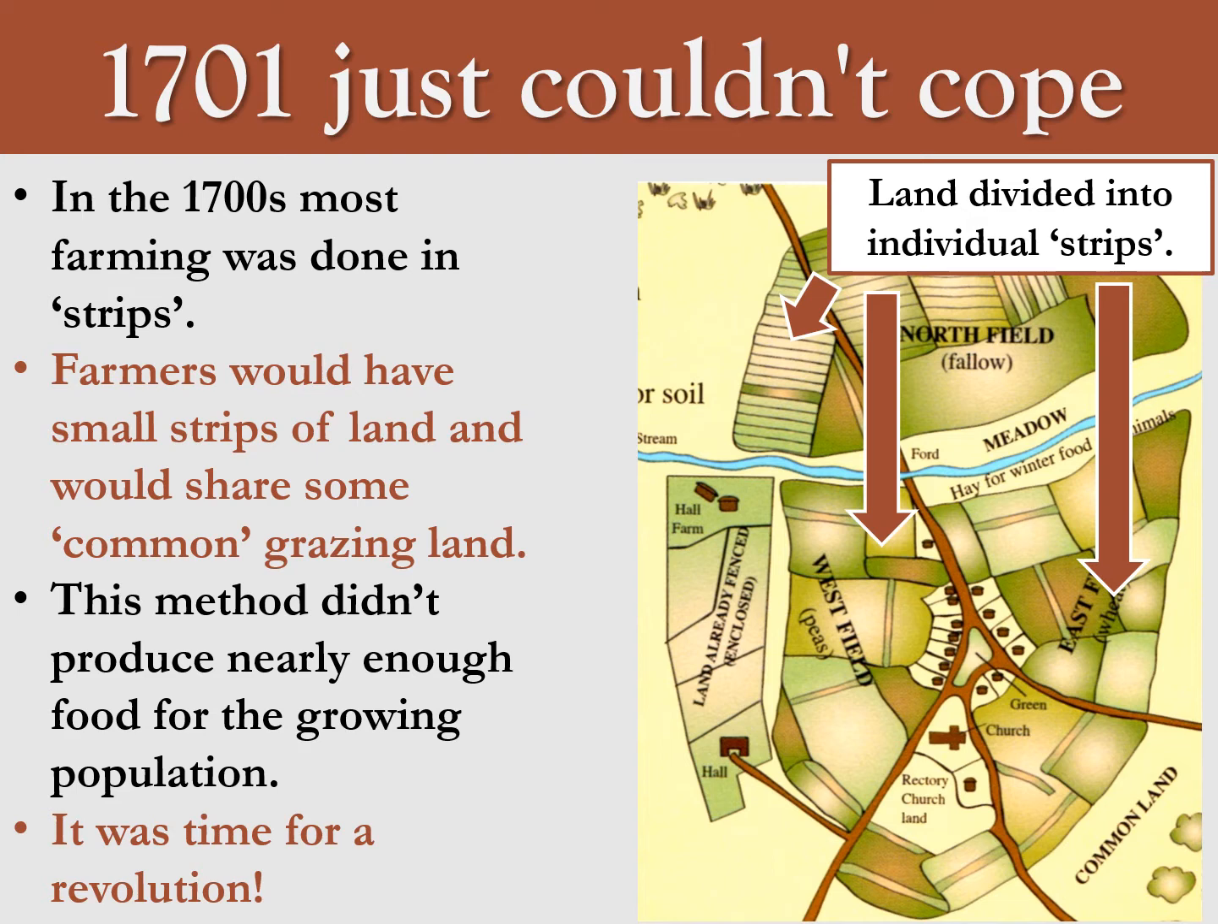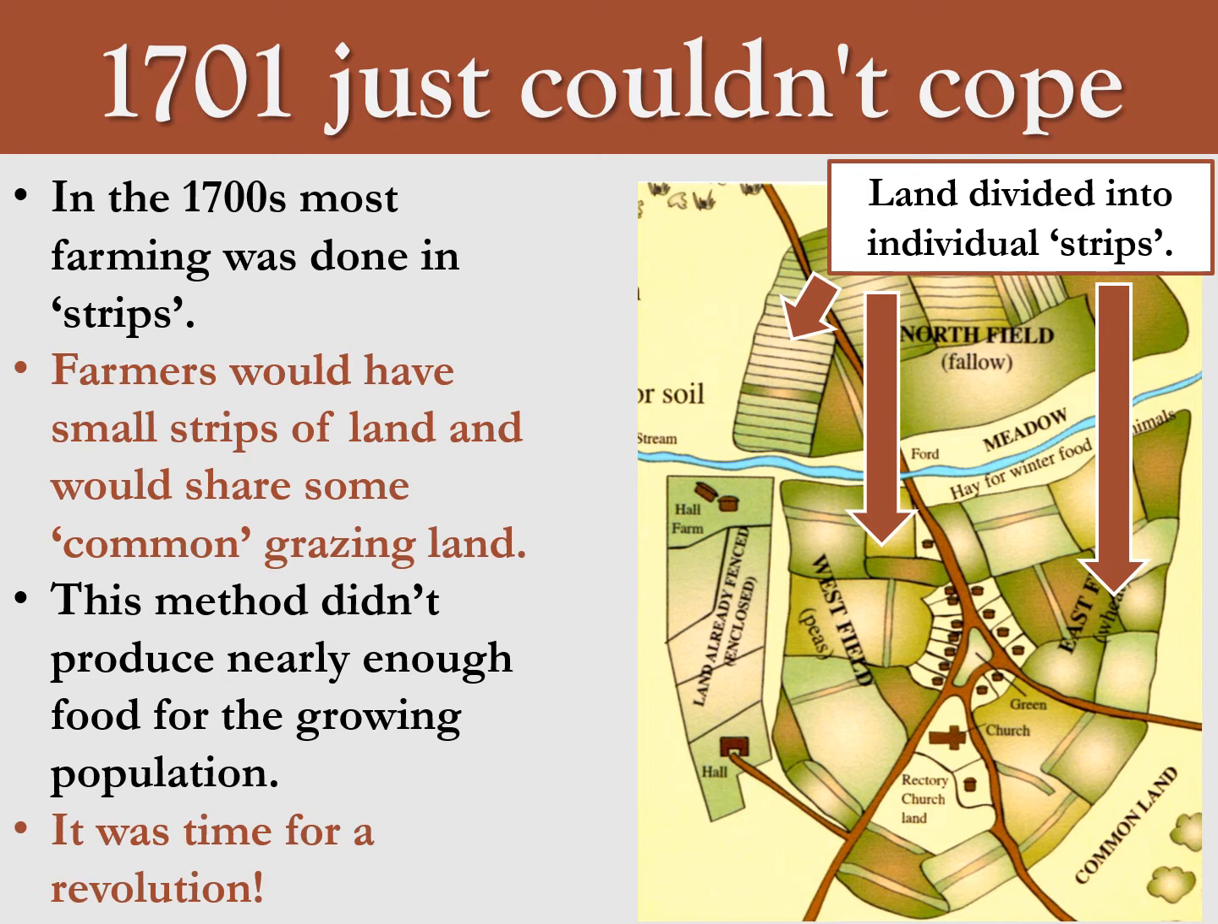So hopefully one problem you've suggested would be that with such a massive population increase, farming and food supplies just could not keep up if they stayed in the 1701 mode of doing things. And if you look on the screen, this is the situation in 1701. In the 1700s, most farming was done in strips. So if you look at the map on the screen, you can see that the fields are divided into long, thin strips. Farmers would be given these small strips of land and they'd share some common grazing land.